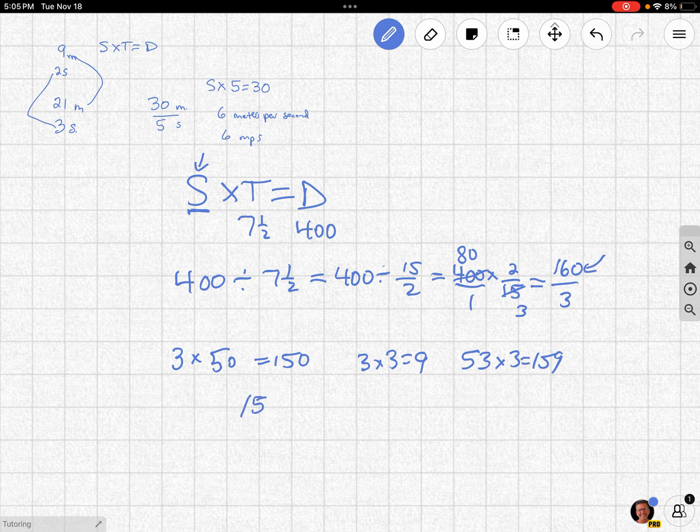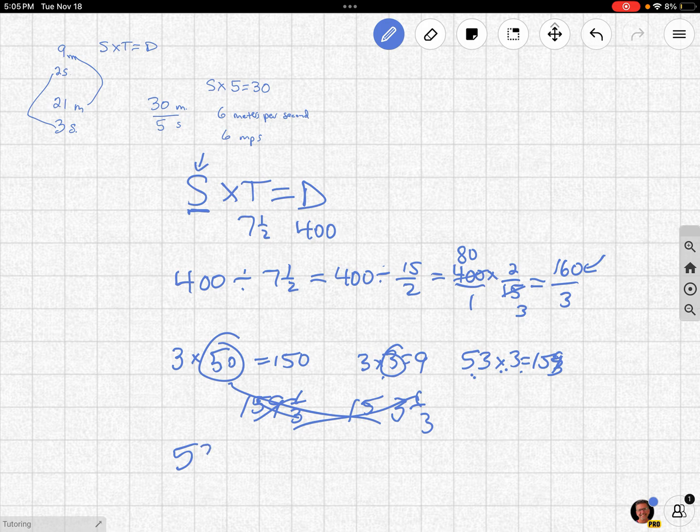So 159 and 1/3 would be my answer. Oh, no, excuse me, 153, not... No, that's not right. 3 times 3 is 9, so it's 153, not 150, because the 3 times 3 is the 9. 153 and 1/3 is going to be your speed. Not 153. What's my problem here? Okay. Whew. 50 and 3. 53 times 3 is 159.